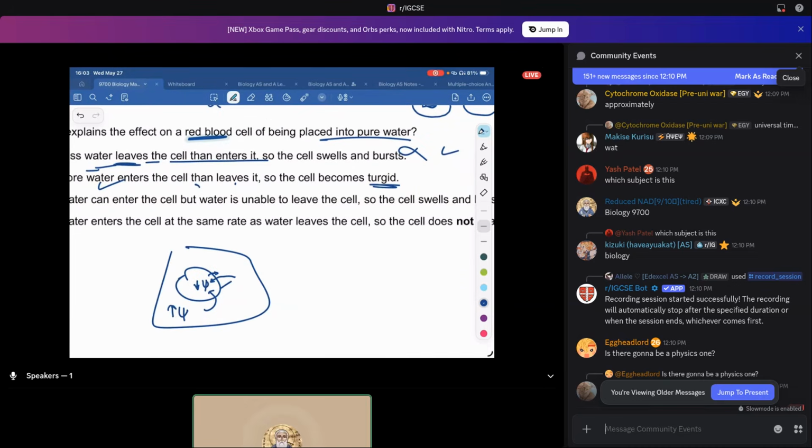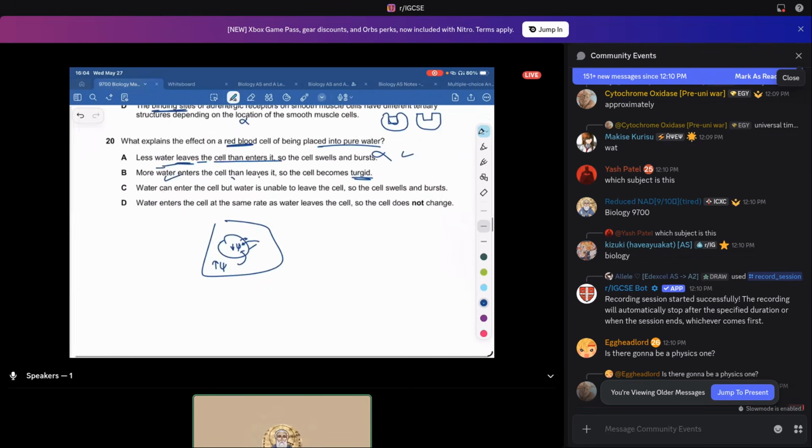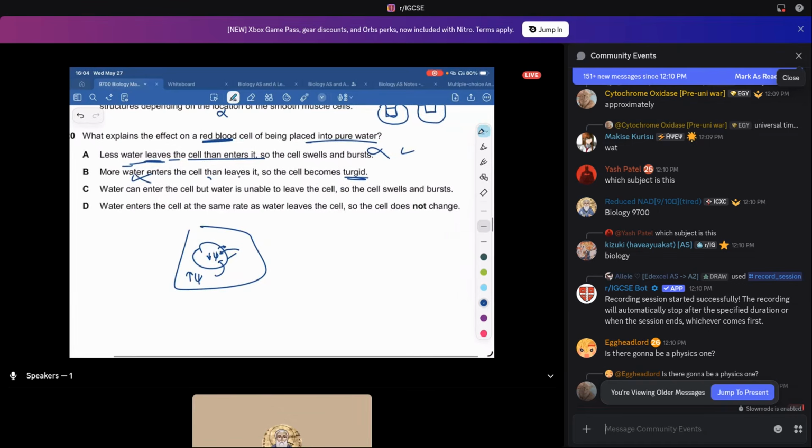First off, when referring to turgor pressure or turgidity, we only refer to cells with a cell wall, and generally plant cells. This is not a plant cell, so the term turgid is wrong. Another thing to note is that the red blood cell does not have a cell wall to withstand the high pressure. It does not have a sufficient boundary to withstand it and become turgid. It's just going to burst. There is no period of time in which it's turgid. So B is wrong.